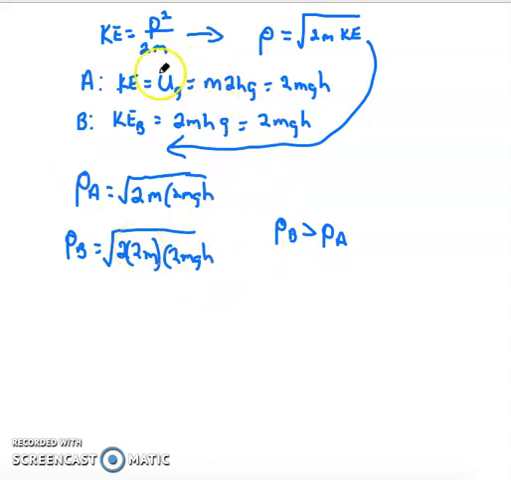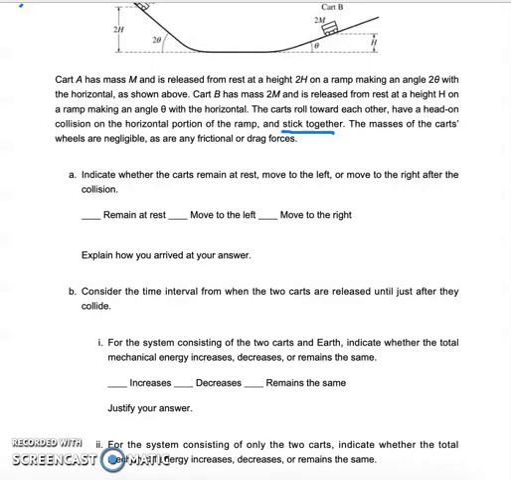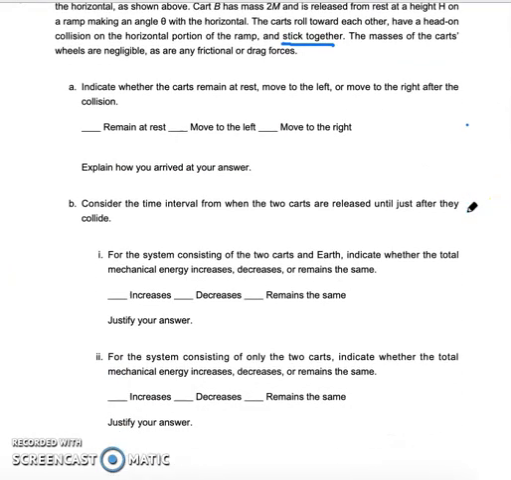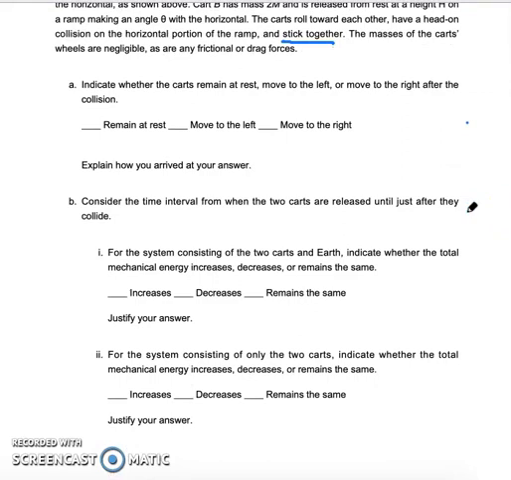Okay, so that's quite a bit to do on that problem. Now things get more interesting conceptually. So now I say consider the time interval from when they're released to just after they collide. And you're going to talk about two different systems.